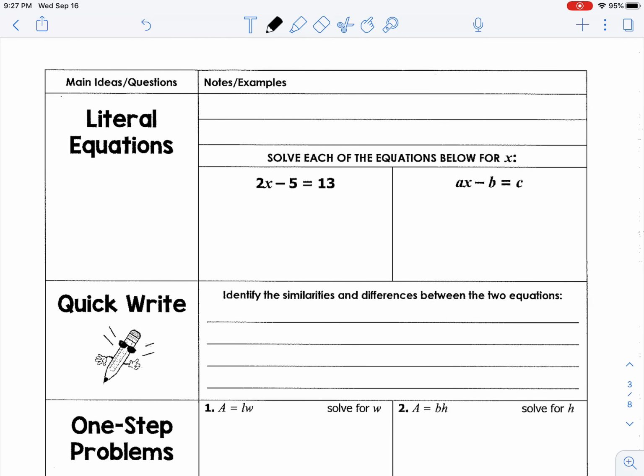So I believe this is going to be our last section. We're going to cover literal equations. Okay. Equations with more than one variable.